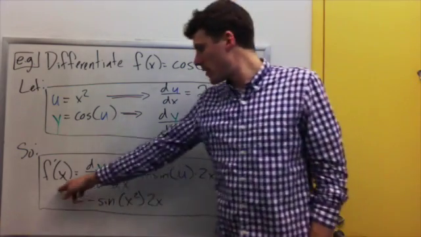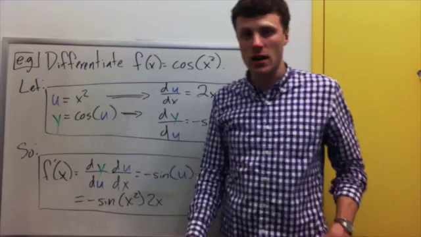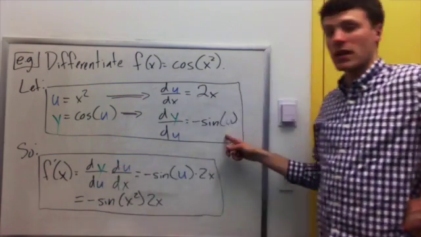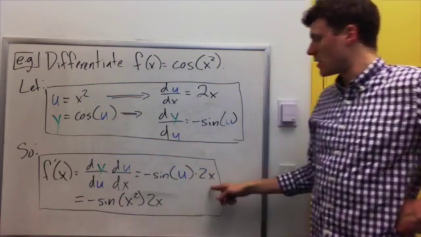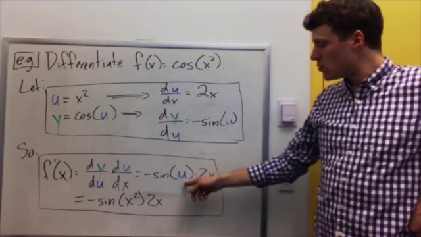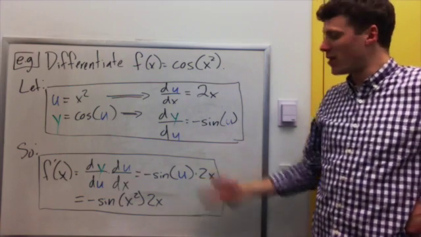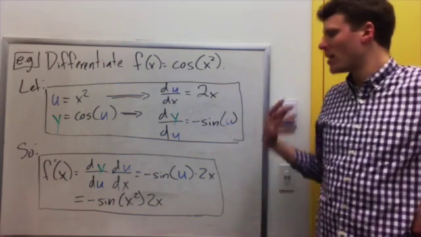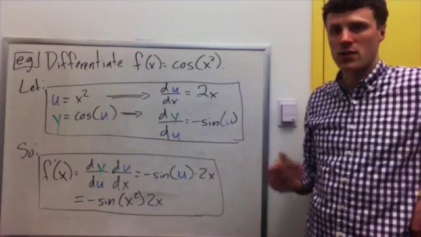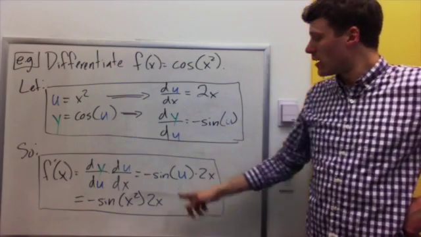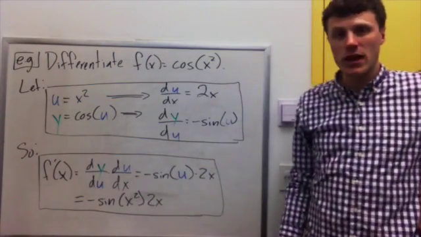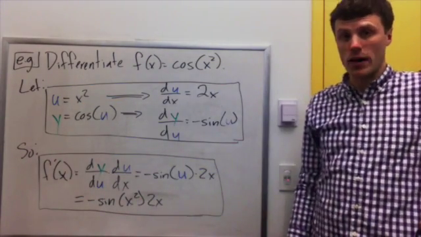So, f prime of x is dy du times du dx according to the chain rule. And this is equal to, well, dy du is negative sine of u. Du dx is 2x. Looks great, but I'm not done yet because u is just a variable I introduced to help me along in evaluating this. What I really care about here is x. X is the variable that I was looking at the beginning of the day. So I have to replace u with what it is, x squared. So my final answer is negative sine of x squared times 2x.